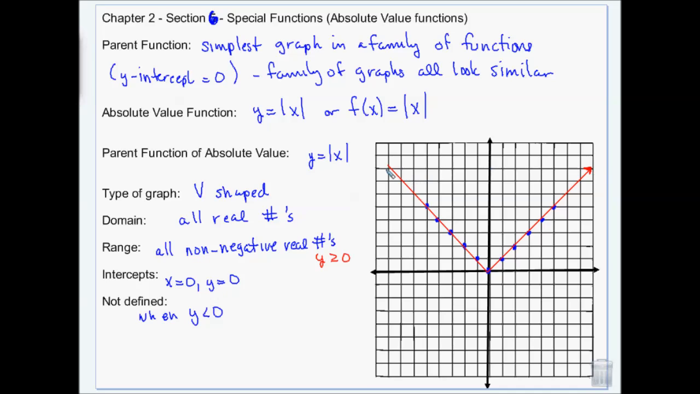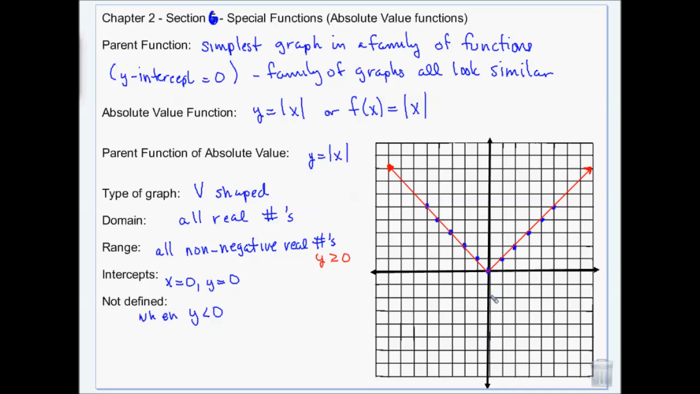And it goes on forever. So the domain is all real numbers because I can plug in any x. And pick any x I want, plug it in, positive or negative, but the range is limited. Because I'm plugging in numbers and I'm only taking positives out, my range is limited to only positives or 0. Because absolute value can never be negative.